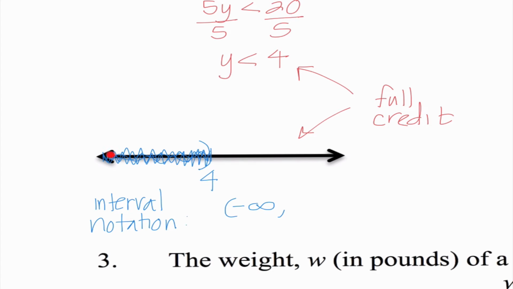Okay, so as I'm coming along here, I notice that my shading stops at 4, and I used a parenthesis, so I'm going to say 4 parenthesis. In pre-calc, this is what you guys would give me as your answer. A lot of the times we wouldn't even graph it. But this is telling me all the solutions are from negative infinity to 4.